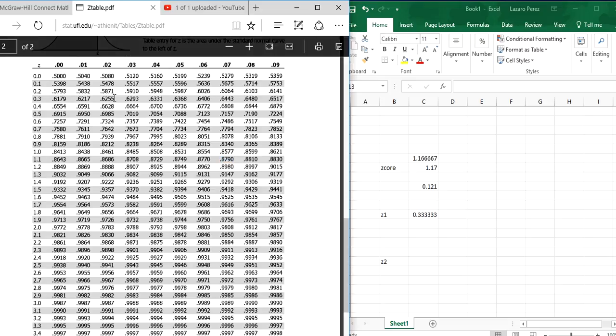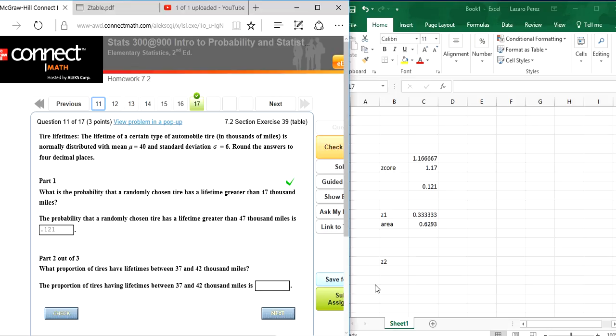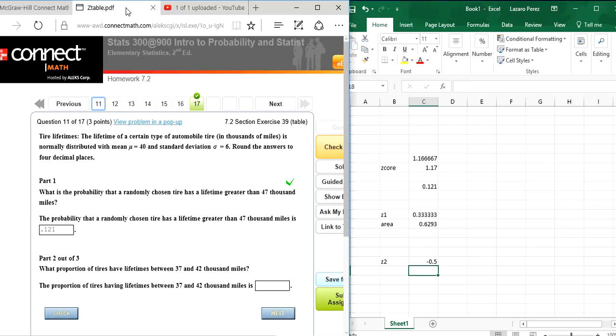All right, 0.33. So we got 0.6293. And this is our area. So it's the area for the first point. All right, now for the second point. The x value was 37, so 37 minus the mean of 40 divided by standard deviation of 6. All right, so that's negative 0.50.